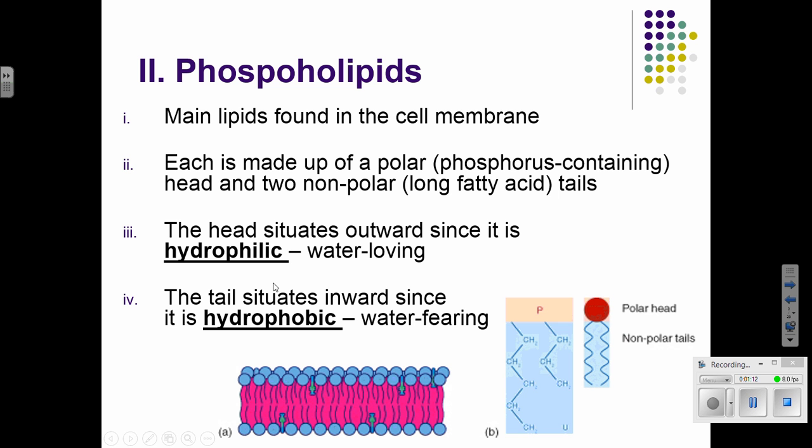We call it hydrophilic, which means water-loving. So since most of the outside of the cell and most of the inside is water-based, that's why they situate like that. And then the tail is hydrophobic. It doesn't like the water, so the tails are going to face each other.